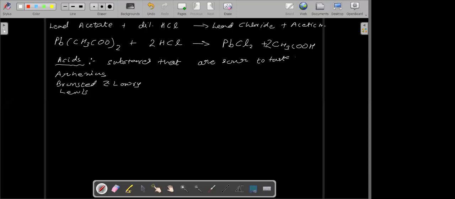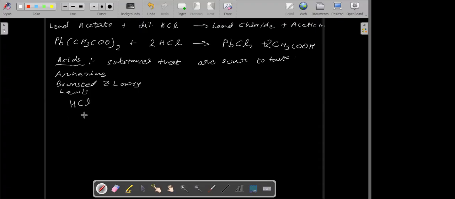For your level, they are just names. For you, what are acids? The substances which give H plus ions in their aqueous solutions are acids. So we take any substance, put it in its aqueous solution, and see if it can donate H plus ions.